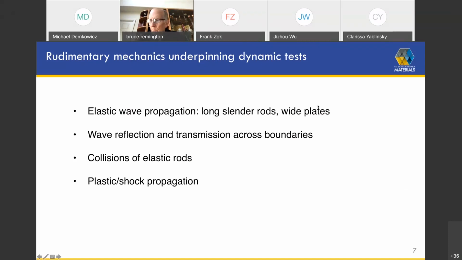And as you might imagine, the first one here pertains to the Kolsky bar, the second to the plate impact test. The other thing to understand to some extent is the reflection and transmission of elastic waves across boundaries. And boundaries can be between two solids, or they can be between solid and a vacuum. The other thing to appreciate is the nature of collisions of elastic rods and the stresses that are produced. And finally, the propagation of plastic waves or shock waves. Those become particularly important in the plate impact experiments.